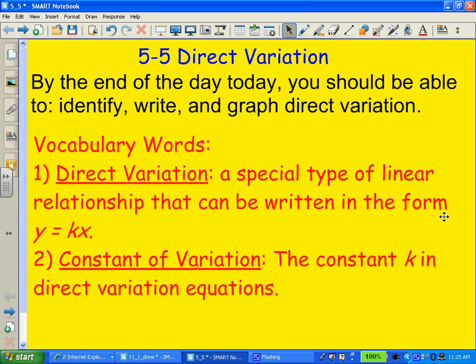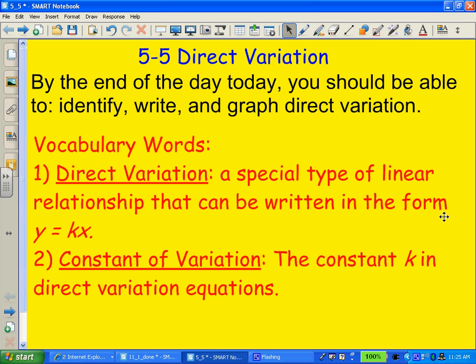Hello, today we're going to talk about 5-5, which is direct variation. We have two vocab words today. Direct variation is a special type of linear relationship that can be written in the form y equals kx.